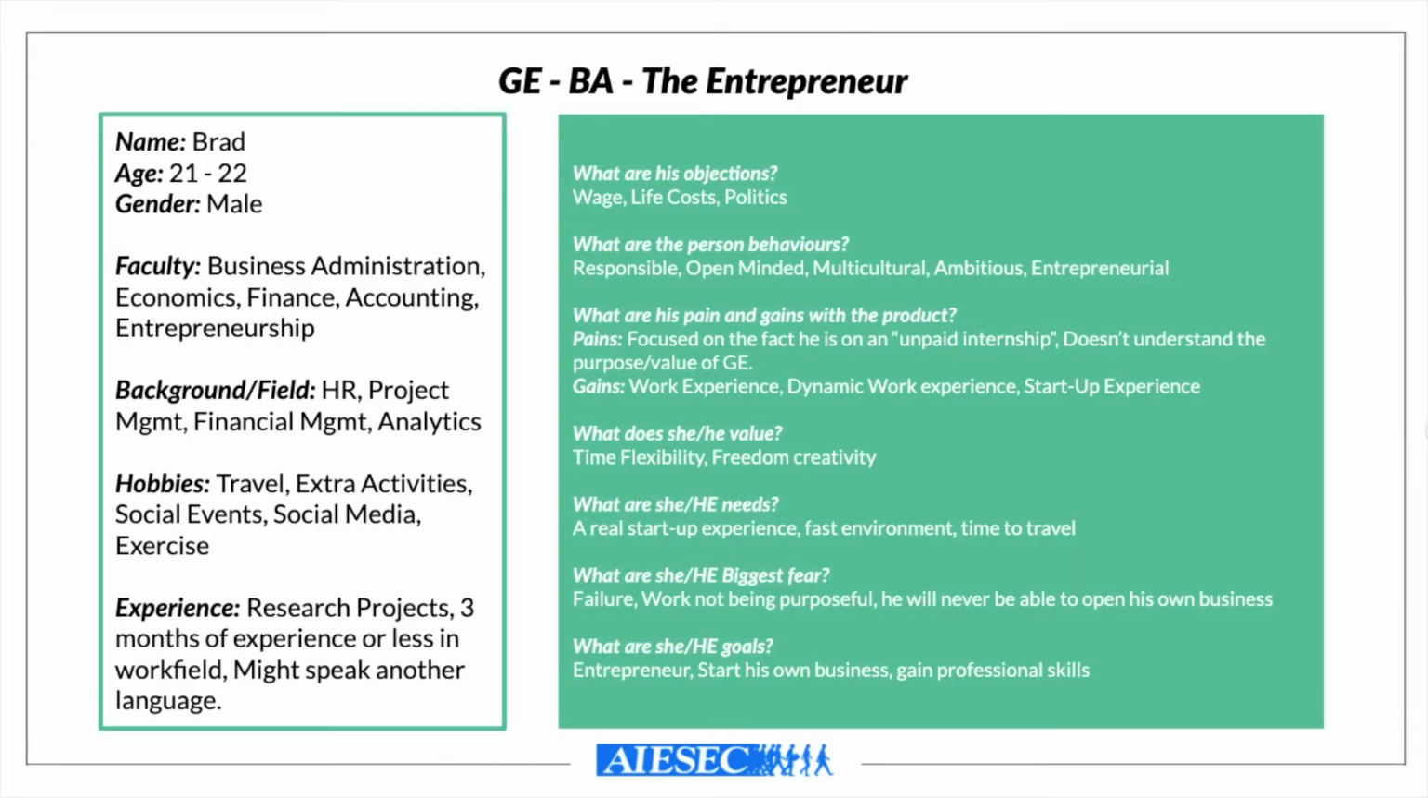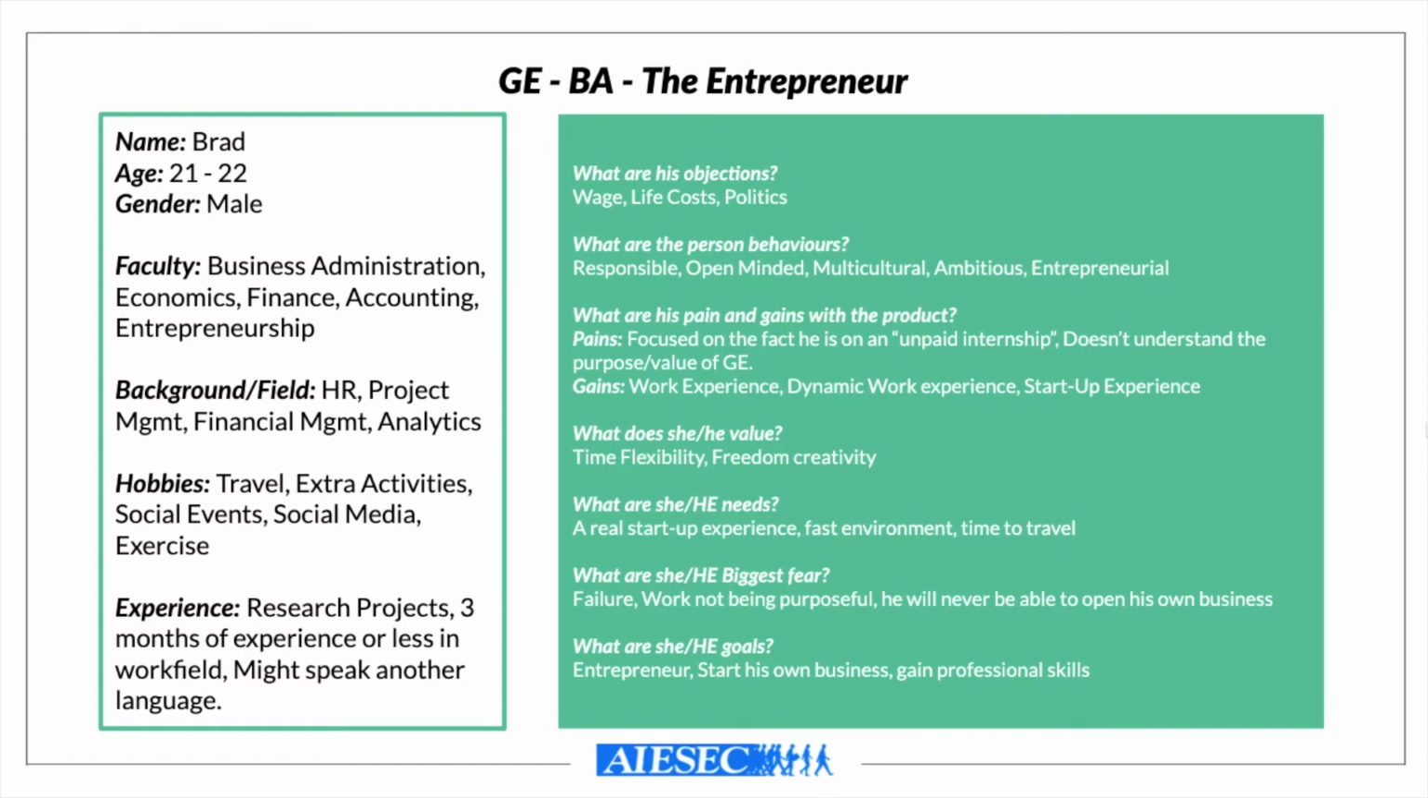First, this is a GE one, targeting toward business admin, and it's called the entrepreneur. You can see on the left it has Brad, age 21 to 22, the gender, then it has their faculty, their background. And then on the right, it goes through all of their objections. So for example, this Brad here, his objections revolve around wage or the life costs in politics. These are the things that he doesn't really want to go on this exchange because he's worried about what he's going to be getting paid and that he has other bills to worry about. His behaviors are responsible, open-minded, multicultural, ambitious, entrepreneurial. So when we start to see these behaviors in somebody, we're like, this might be a Brad.